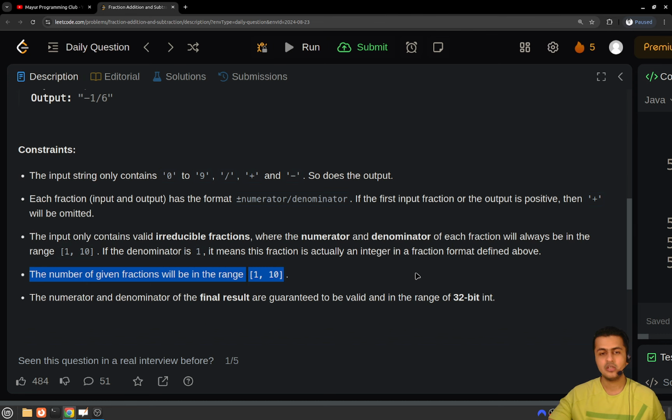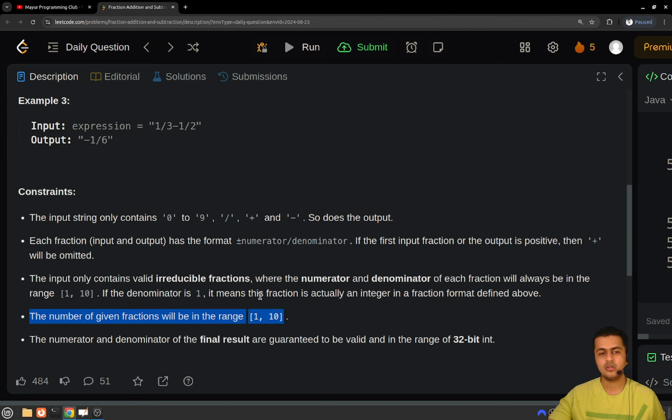The numerator and denominator of the final result are guaranteed to be valid in 32-bit integers. So your result will always fit in a 32-bit integer. So let's see how we can solve this particular problem.